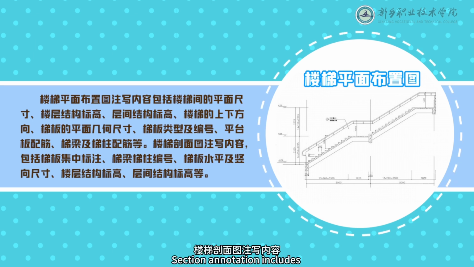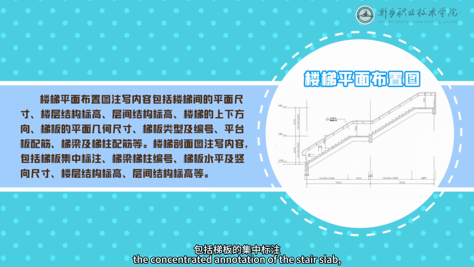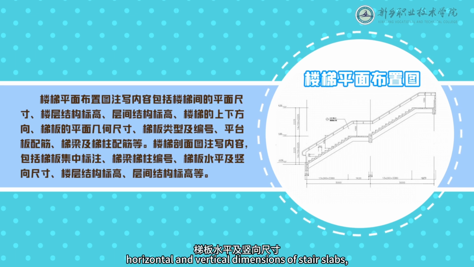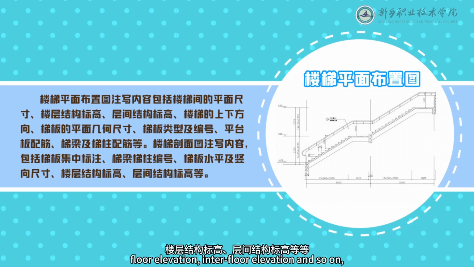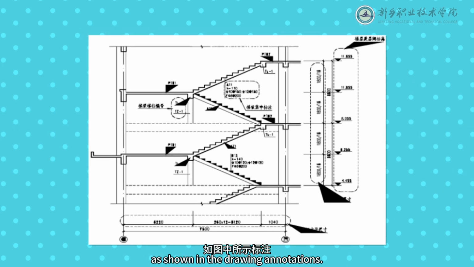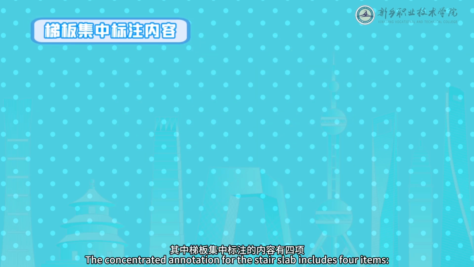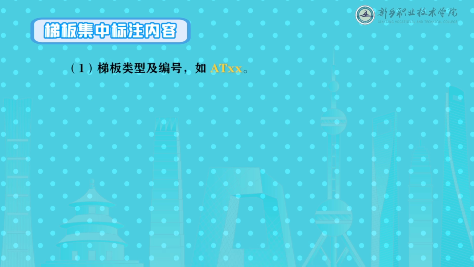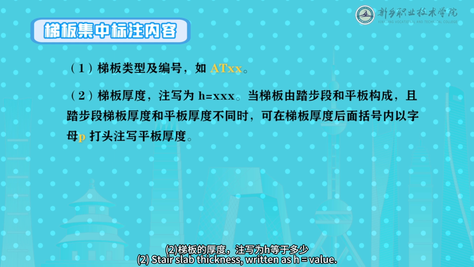Section annotation includes the concentrated annotation of the stair slab, stair beam and column numbers, horizontal and vertical dimensions of stair slabs, floor elevation, interfloor elevation, and so on, as shown in the drawing annotations. The concentrated annotation for the stair slab includes 4 items, specifically 1. Stair slab type and number, such as at followed by a number. 2. Stair slab thickness, written as h equals value.